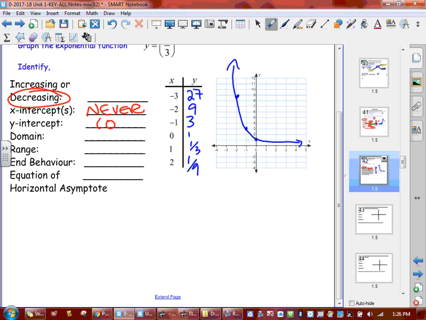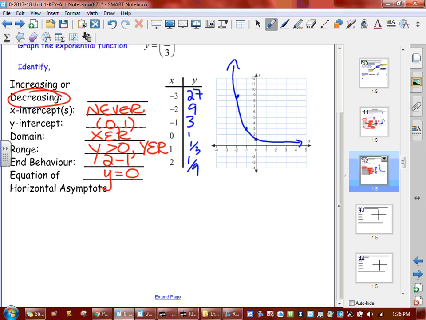Domain, what is it always? x ∈ R. Range. y is greater than 0, and then comma y ∈ R. We don't say greater than or equal to, it's just greater than. End behavior again, 2 to 1. And equation for asymptote, x equals 0. y equals 0. No, it's y equals 0. Okay, y equals 0 on the x-axis.